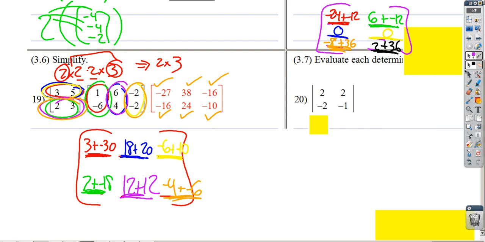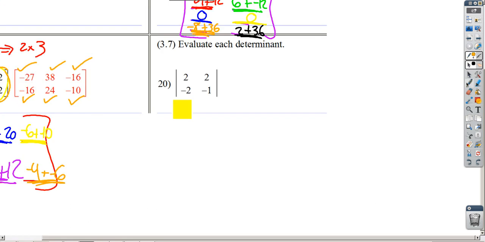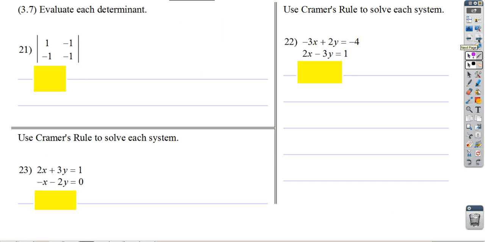Okay, the last one on this page is a lead-in to Cramer's rule. And for Cramer's rule, what you have to do is find the determinant. The determinant is just the product of this diagonal. 2 times negative 1 is negative 2, minus the product of that diagonal. Minus negative 2 times 2 is negative 4. And that's the same as plus 4, and negative 2 plus 4 is equal to 2. So there's the determinant. Alright, let's do one more.